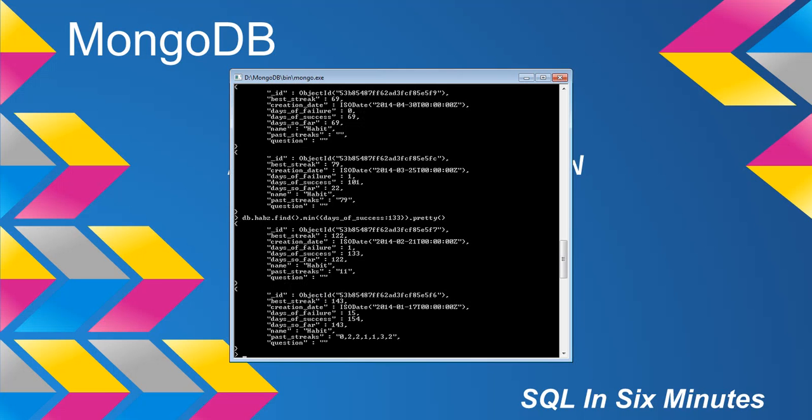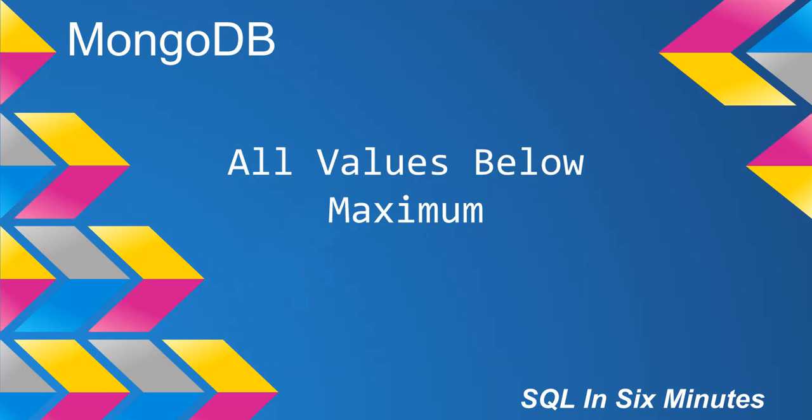Okay? So with the max operator and the min operator, the max is getting all of the values below the maximum, right? That is similar to the less than operator. If I say less than 101, right, we're saying any value that has less than 101 as far as days of success.